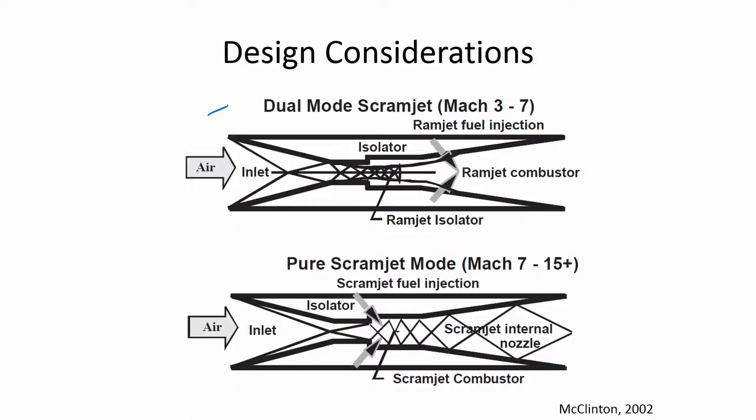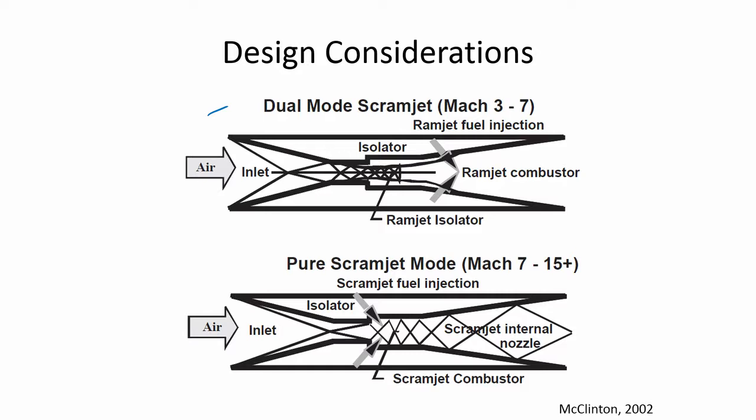So welcome back. Here we will look into some of the very basic design considerations. In the same engine, if you want to design for a large Mach number range, say from Mach number 3 to Mach number 15, then you have a range where it operates. Basically you can operate in a ramjet-scramjet mode, which is called a dual mode scramjet, and then you can operate it in a pure scramjet mode when the Mach number is greater than 7.